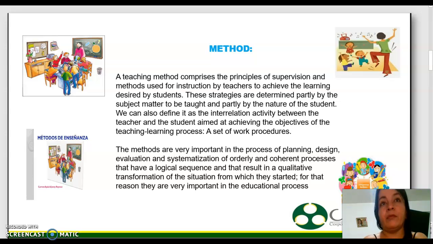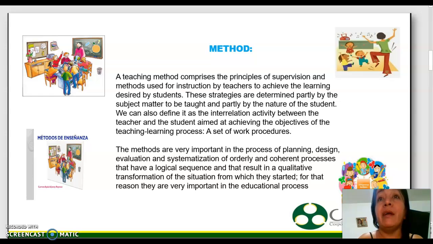Method. A teaching method is the set of principles of supervision and methods used for instructing the teacher to achieve learning with the student. These strategies determine part of the subject matter and the interaction with the student. We can also define it as the interactive activity between the teacher and the student that determines the objectives of the teaching-learning process, a set of work procedures.